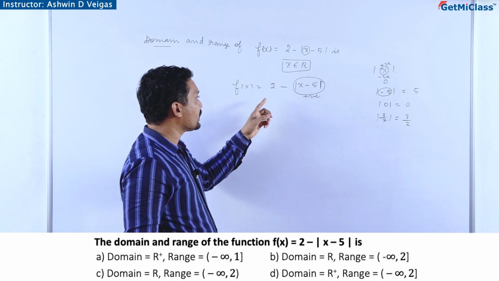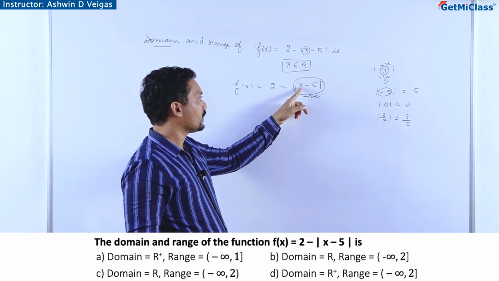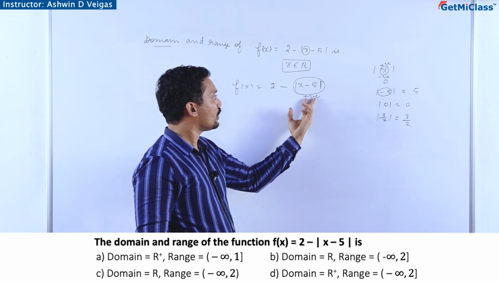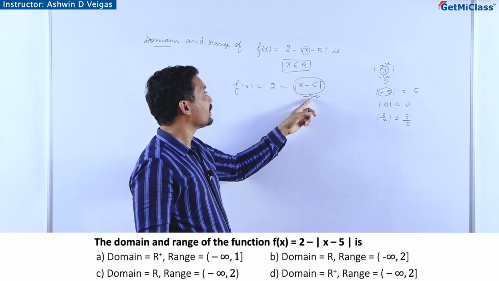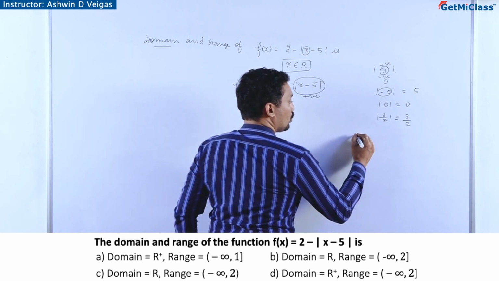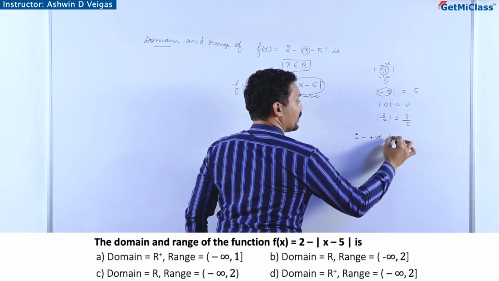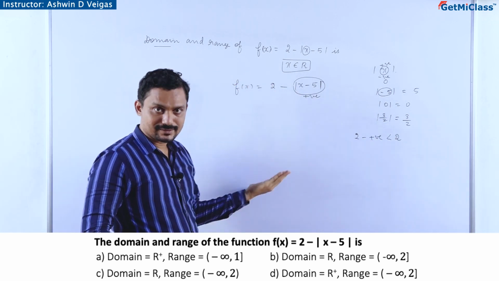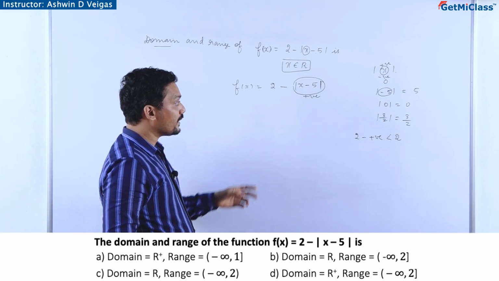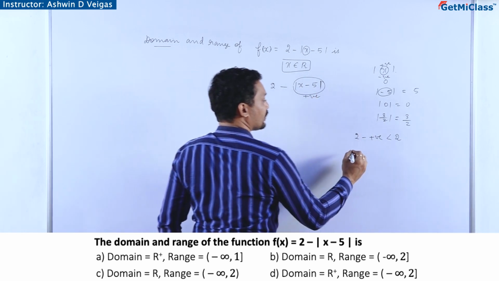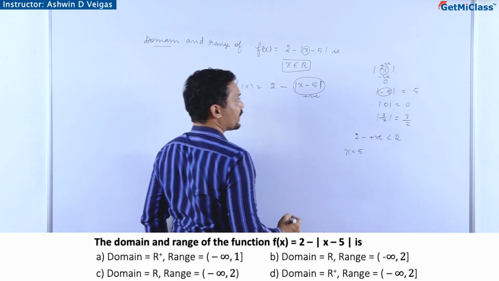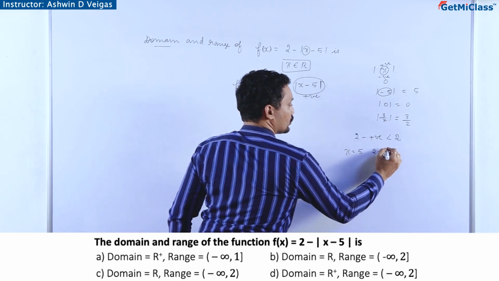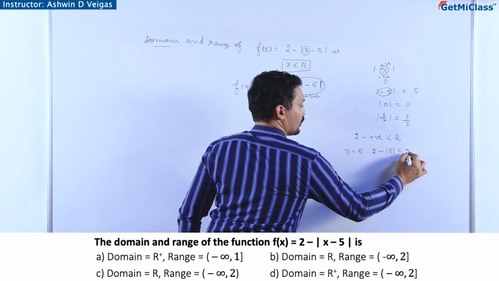Okay. Now, whatever value you put for x, this value mod of that, even if it is negative, the mod of that will always become positive. So, you will get 2 minus positive. Now, we know 2 minus positive value will always be less than 2. Therefore, the answer of this will be numbers less than 2, and also it can be 2. Now, suppose you put x is equal to 5. You will get 2 minus mod of 5 minus 5. So, you will get 0. So, 2 minus 0 will be equal to 2.